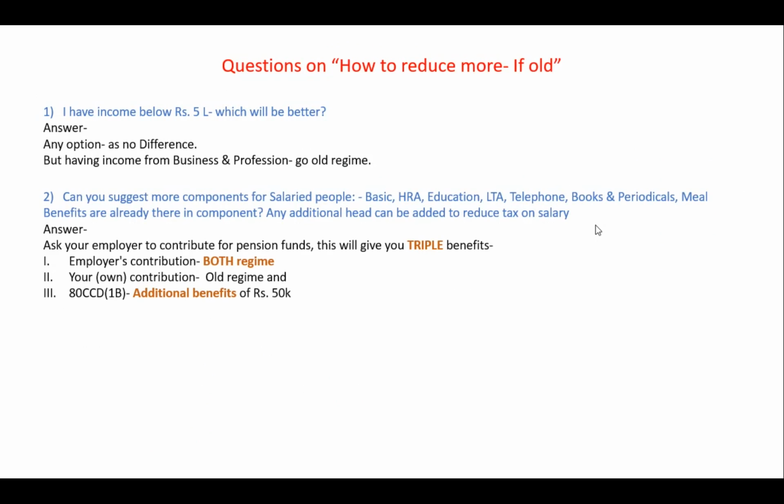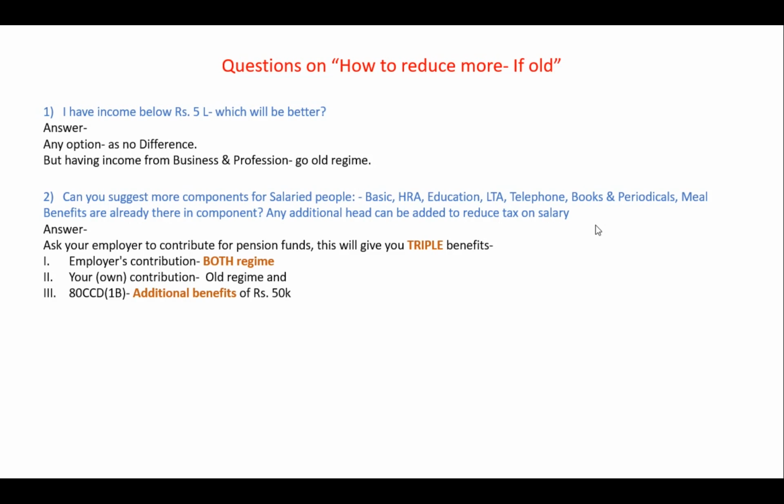Can you suggest more components for salaried people, any additional heads other than HRA, education, LTA, etc.? There are a few points through which you can restructure your salary, but I'll be focusing on only one part, which is: ask your employer to contribute to the pension fund. This will give you triple benefits.